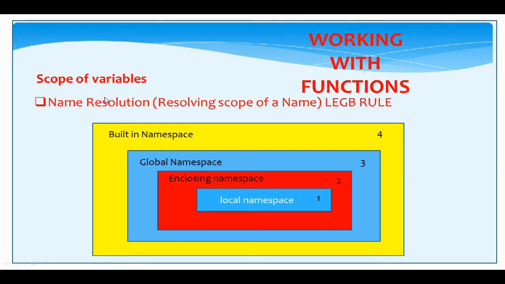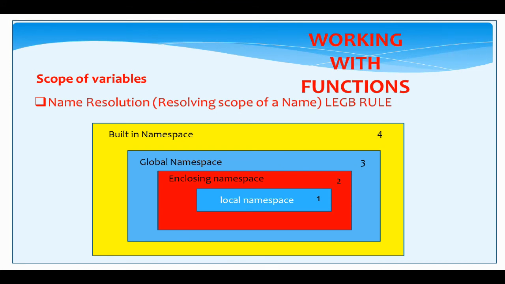To understand name resolution, that is, the rule for resolving the scope of a name in Python, it is also known as the LEGB rule, in which Python checks the environments in the order of local, enclosing, global and built-in. L for local, E for enclosing, G for global and B for built-in.